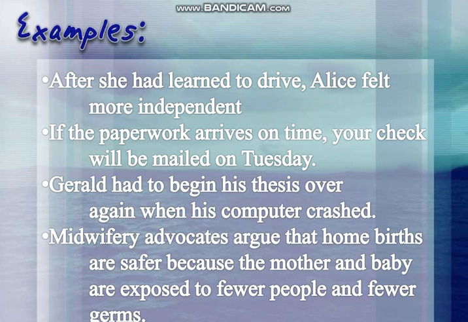Then we have, if the paperwork arrives on time, your check will be mailed on Tuesday. Here the word if is a subordinating conjunction.